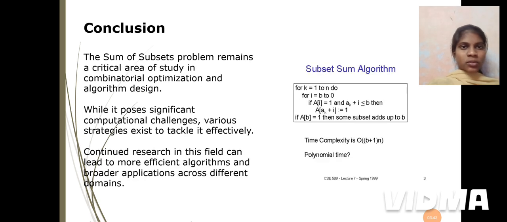Conclusion. The sum of subsets problem remains a critical area of study in combinatorial optimization and algorithm design. While it poses significant computational challenges, various strategies exist to tackle it efficiently. Continued research in this field can lead to more efficient algorithms and broader applications across different domains.